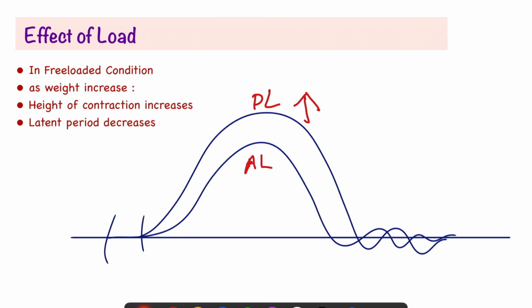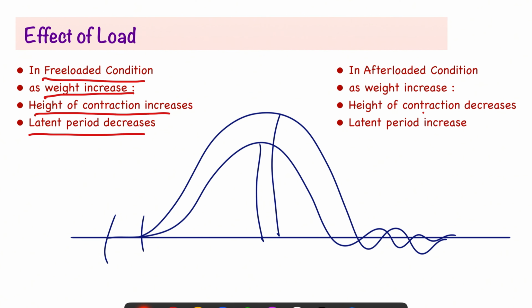What will happen with afterload? What is an afterload? This is a load we are giving after the muscle starts to contract. What will be the effect? There is no stretching because the muscle is already stretched here. What will happen to the length? There is no change in the initial length, so the force of contraction will be normal only. This is the normal force of contraction, and in preload the force of contraction is increased. So that is the effect of the load. In the preloaded condition, height of contraction is increasing and latent period is decreasing. What is happening in the afterloaded condition? Height of contraction is decreasing and latent period is increasing.